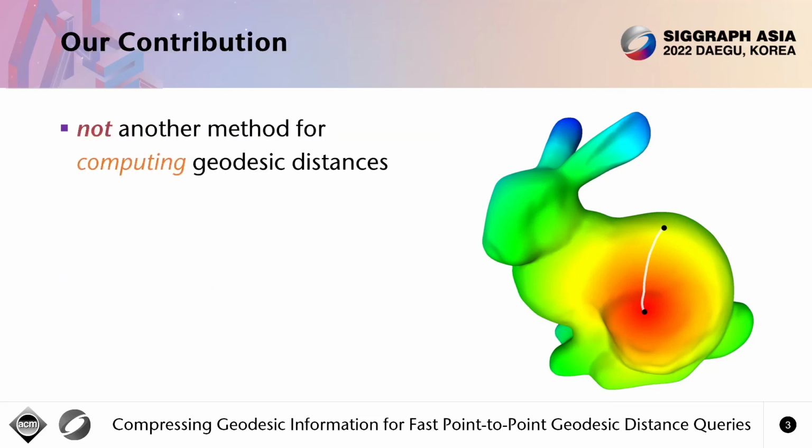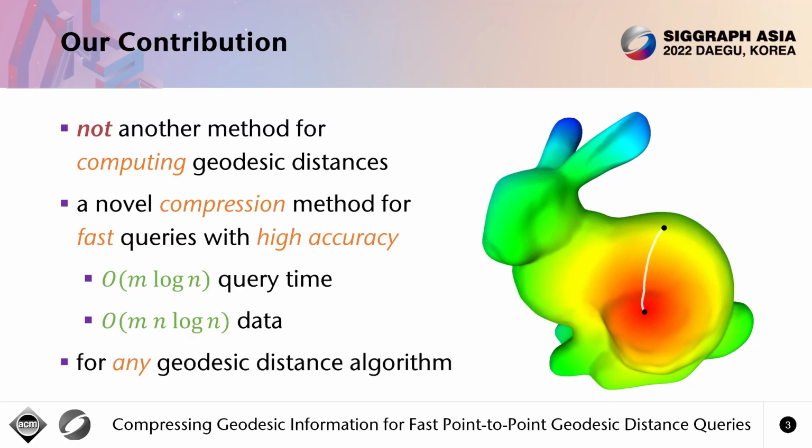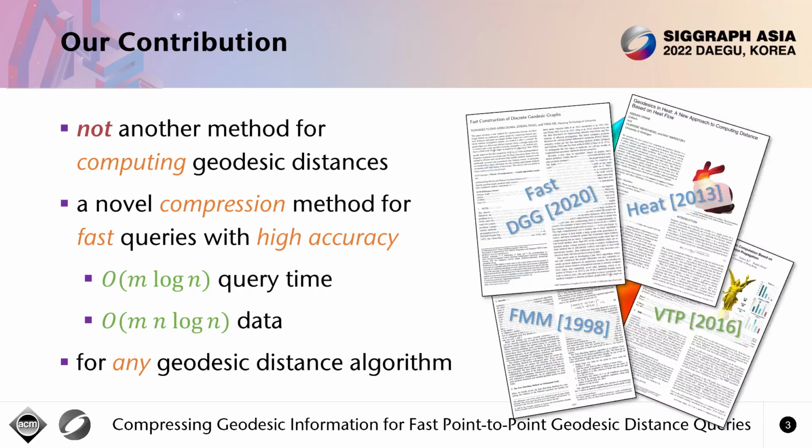In this presentation, I will not tell you about a new way to compute geodesic distances, but rather explain a novel divide and conquer strategy for compressing geodesic distance information, which can rapidly determine the geodesic distance between any two vertices on the fly in logarithmic time using a moderately sized database that is generated in a preprocessing step. Our method can be used to compress and recover exact as well as approximate distances using any existing geodesic distance algorithm as a black box, and we tested it with several state-of-the-art methods.